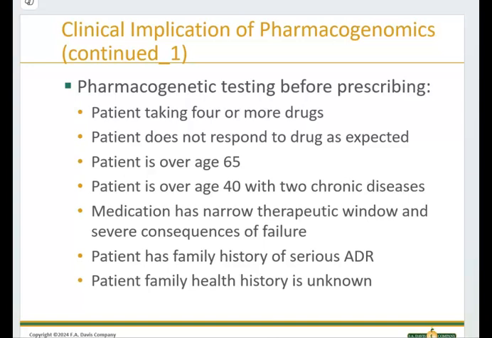So, implications for practice. If someone is taking 4 or more drugs, consider pharmacogenetic testing. If they're not responding to the drug as expected, consider pharmacogenetic testing. Age over 65, over 40 with chronic diseases. If you have medications that have a very narrow therapeutic window, or you'd have severe consequences of failure, consider pharmacogenetic testing. If you have a family history of serious adverse drug reactions like malignant hypothermia, pharmacogenetic testing. Or if you have someone who's adopted and they absolutely have no idea about their health history, you could consider that as well.